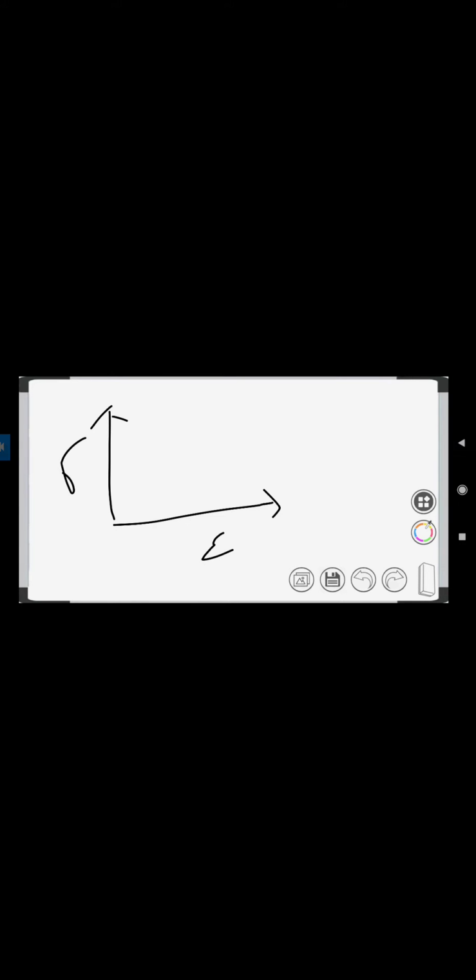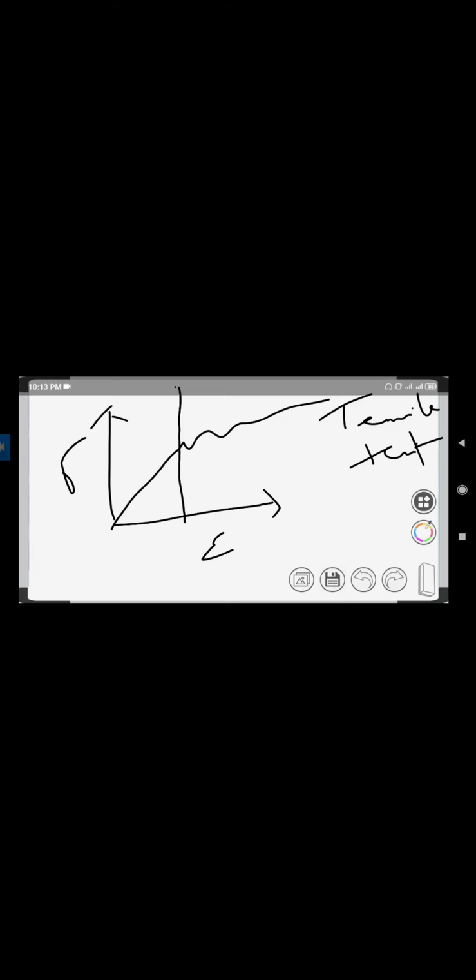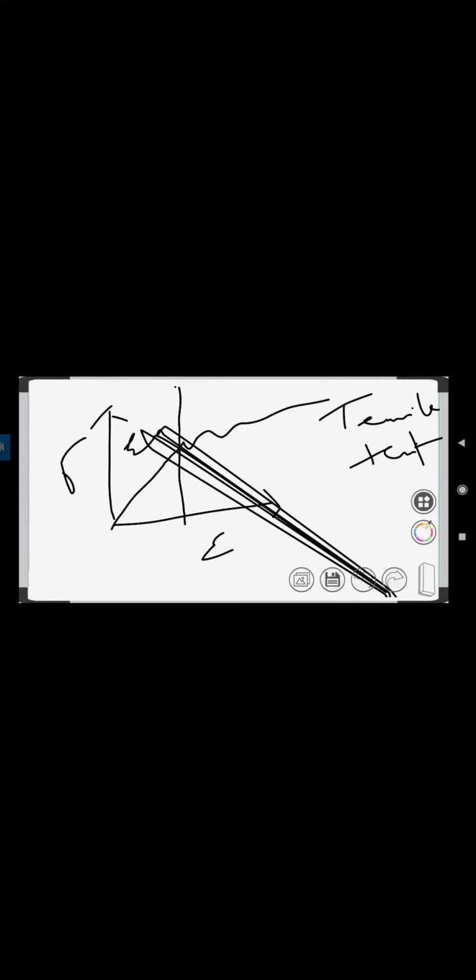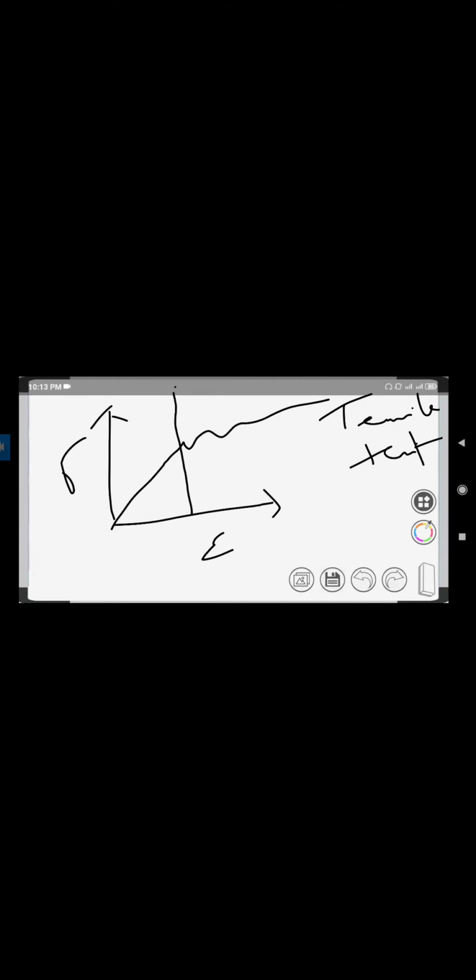Let me plot the graph. This graph is plotted through a tensile test. We'll study about the test in further chapters. So you see, till this part we have an elastic deformation, and the rest is the plastic deformation.